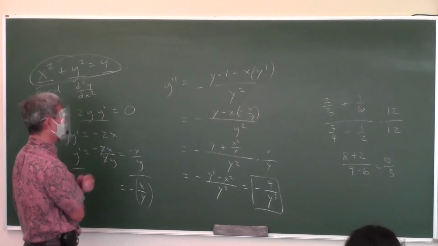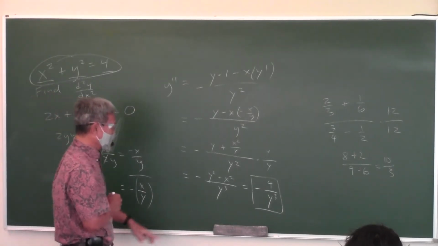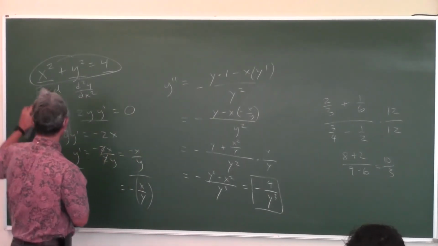Yeah, so just use quotient rule when you're supposed to use quotient rule. Okay, one more example. I'm going to erase now.